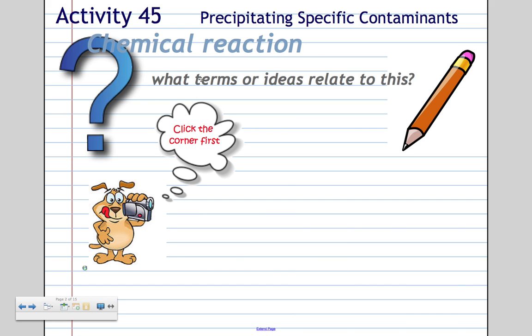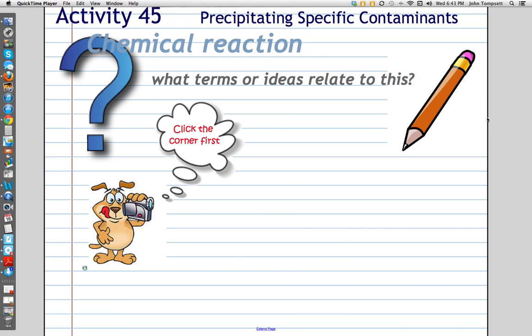Maybe. So this is activity 45. It's called precipitating specific contaminants. So that's what you should have written in your online notebook.